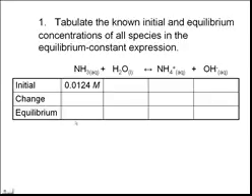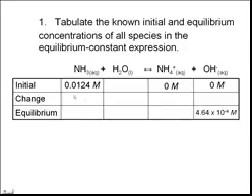First of all, they tell us that the initial concentration of ammonia is 0.0124. And then we also know that the initial concentrations of both our ammonium ion and our hydroxide ion are both 0, because we don't start with any. We just start with the ammonia part of it.